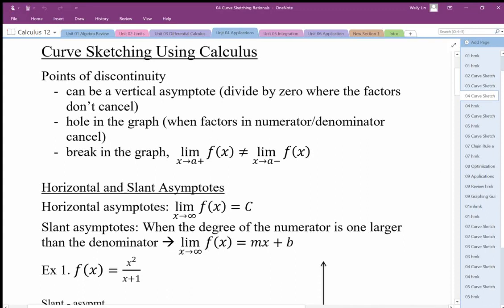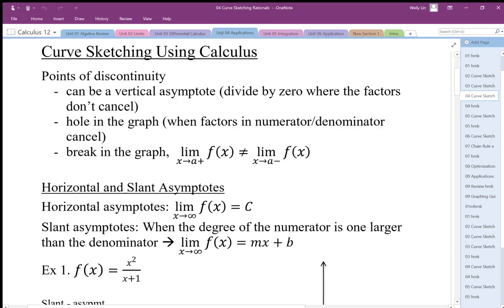Some key points again. Points of discontinuity. We have to be really careful about points of discontinuity when working with calculus. The points of discontinuity can be vertical asymptotes, so where you divide by 0. They could also be where we have holes in the graph, where factors cancel out, and where we have breaks in the graph. Those are points of discontinuity we have to be careful of.